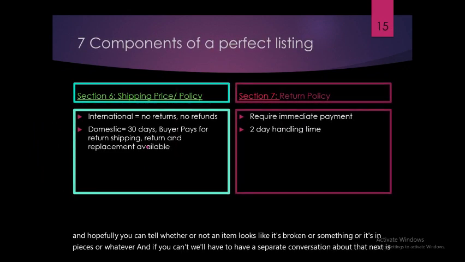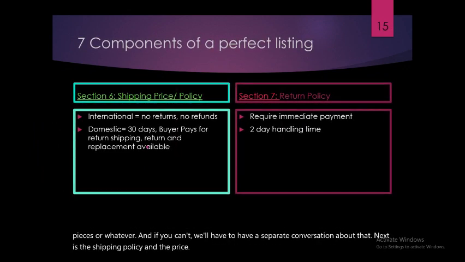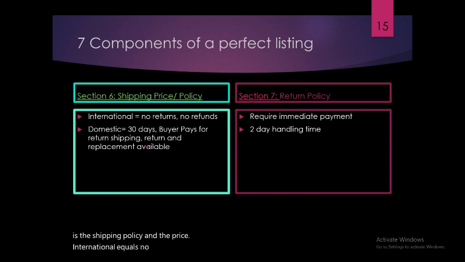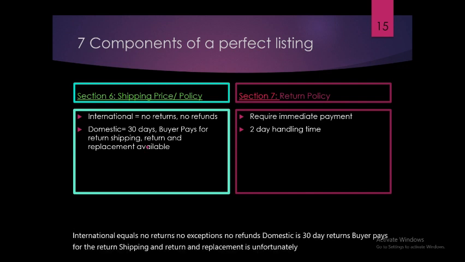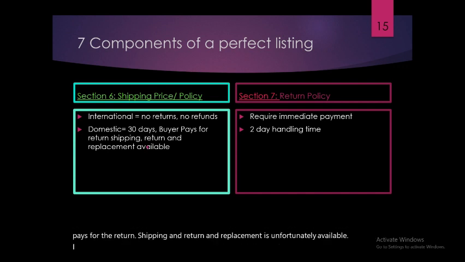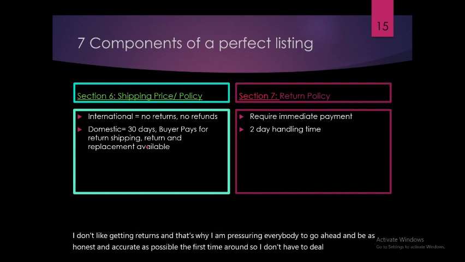Next is the shipping policy and the price. International equals no returns, no exceptions, no refunds. Domestic is 30-day returns. Buyer pays for the return shipping, and return and replacement is unfortunately available. I don't like getting returns, and that's why I am pressuring everybody to be as honest and accurate as possible the first time around, so I don't have to deal with the headache of a return.